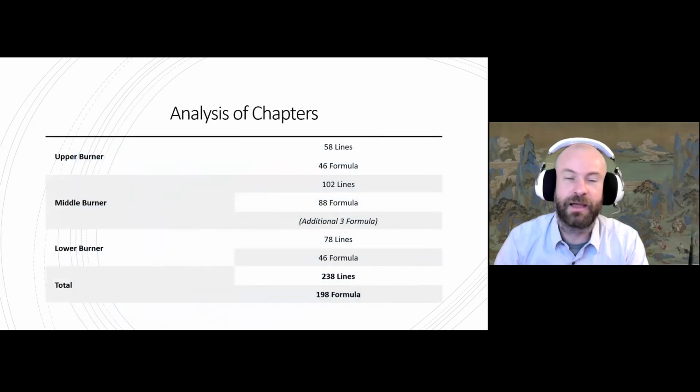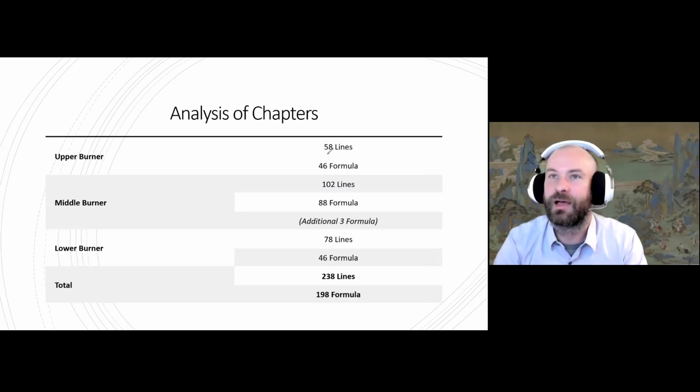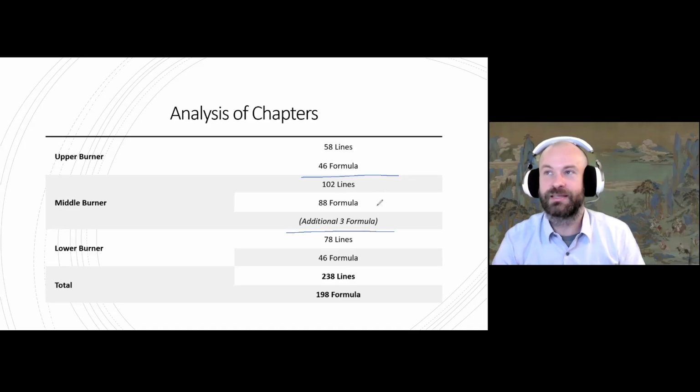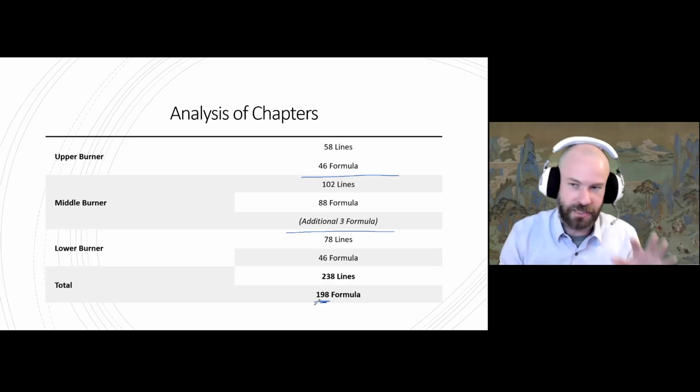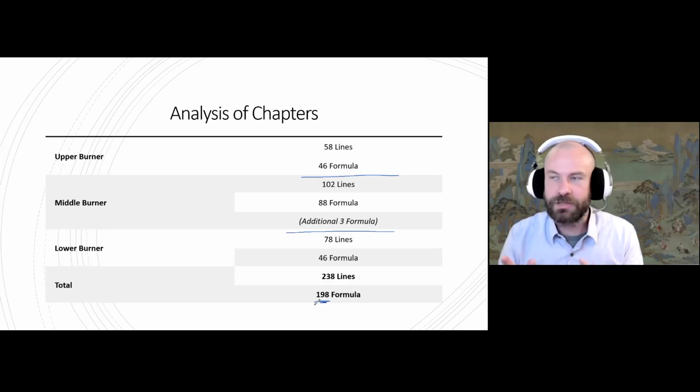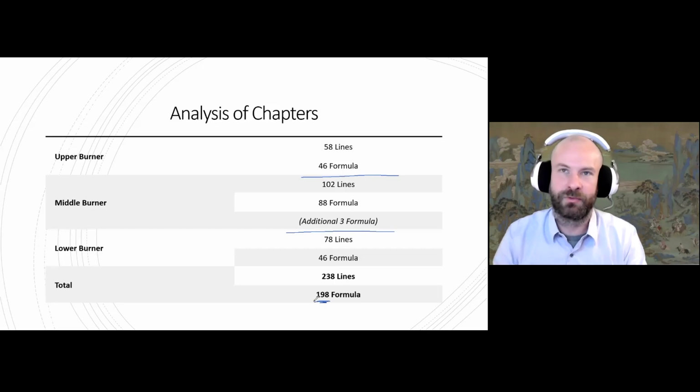Now, how do we break it down? Each of the burner chapters has a number of lines and formulas. The first one has 58 lines, 46 formulas. The middle burner has 102 lines, 88 formulas. And the lower burner has 78 lines, 46 formulas. Some people, I've read some different numbers about how many formulas are in there. That's because there are some formulas that are slight modifications of others. So if you've come up with a different number than that, don't worry about that. But that's a pretty good average number of what's included as well.